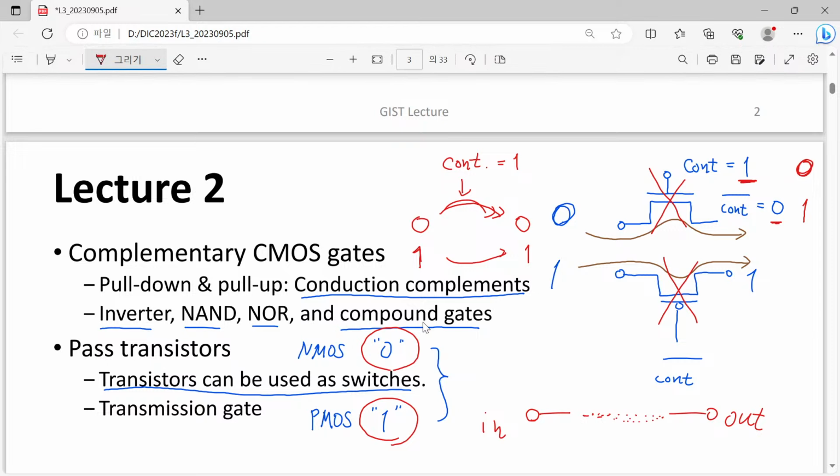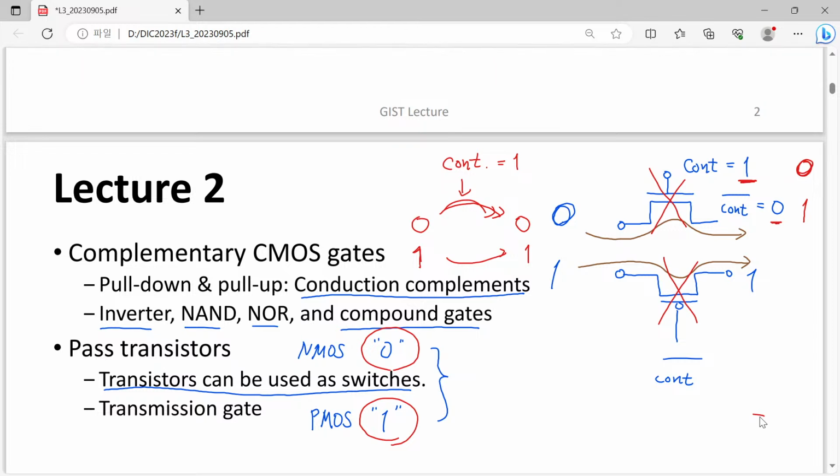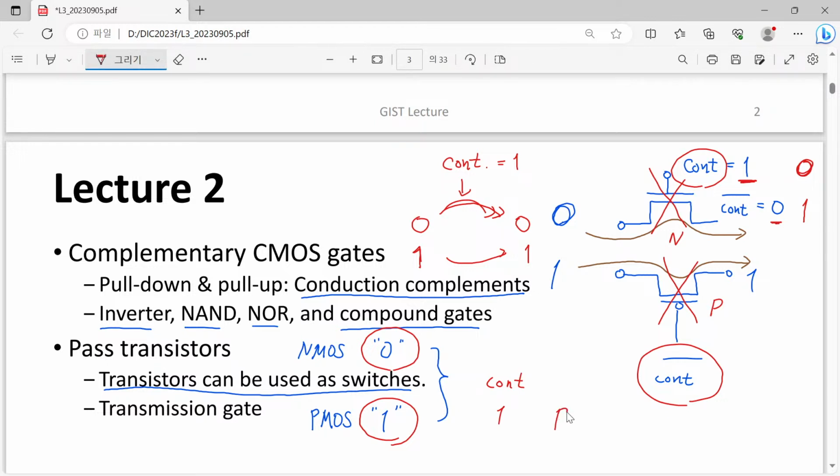Okay, so now we can summarize this way. If we have a parallel-connected NMOS and PMOS, of course with their gates taking the control signal and the inverse of the control signal, then the behavior is like this. When the control signal is 1, the input signal just passes to the output. Then when we have a control signal equal to 0, it is just disconnected.